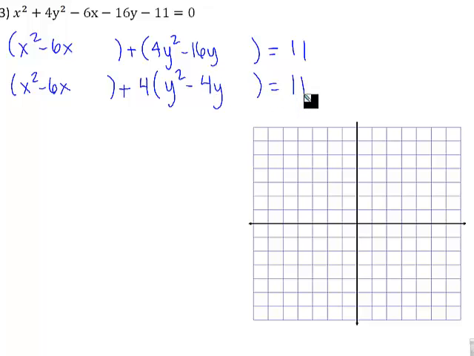Wait, how come that goes to 4? Because you divide? Yeah, because we divide this 16 by 4 because we took it out. Aren't these supposed to be squared, so they have the little two on the top? Yeah, we have to complete the square in order to get them to be squared.